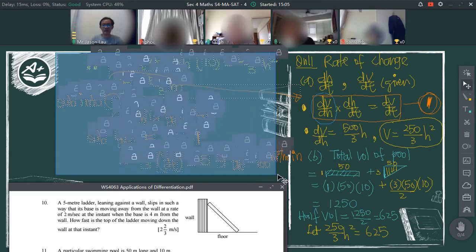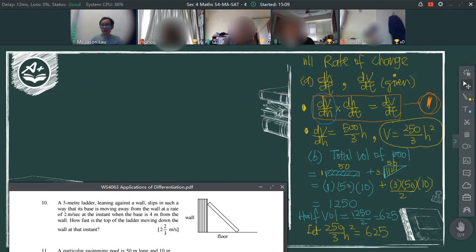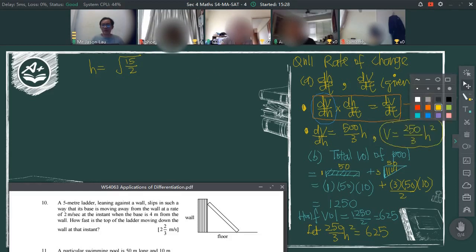Then once you find the h, that's it, finish already. Once you find the h, then you try to find the h, it will be square root 15 over 2. You can take the number as square root first so that you keep the accuracy. Then after that, you use the chain rule.